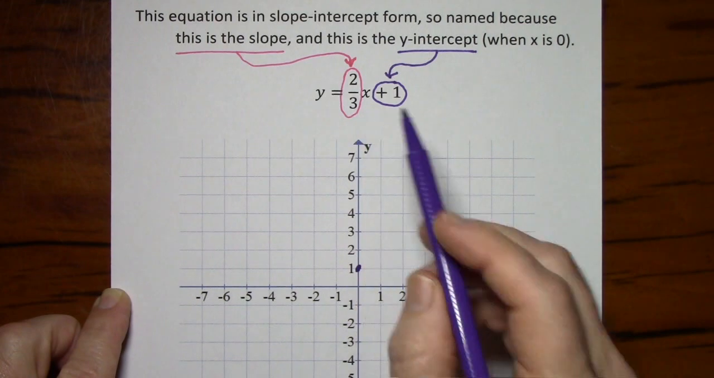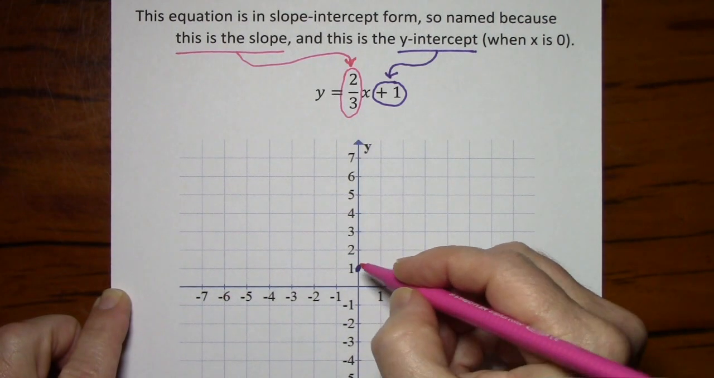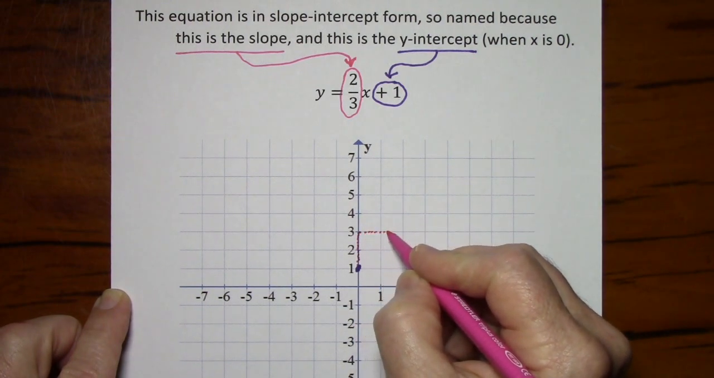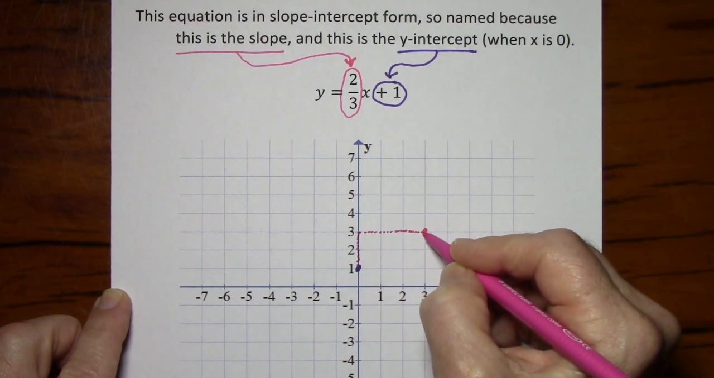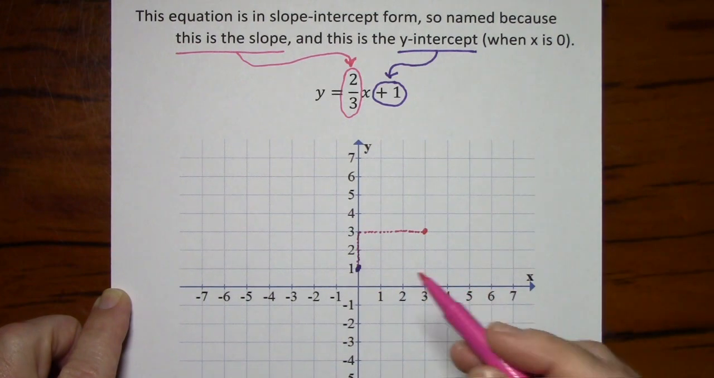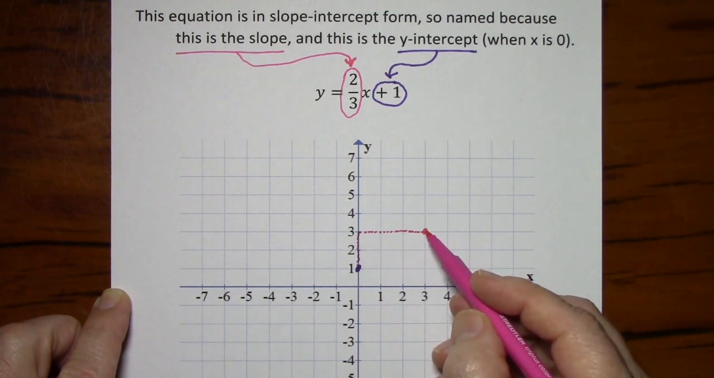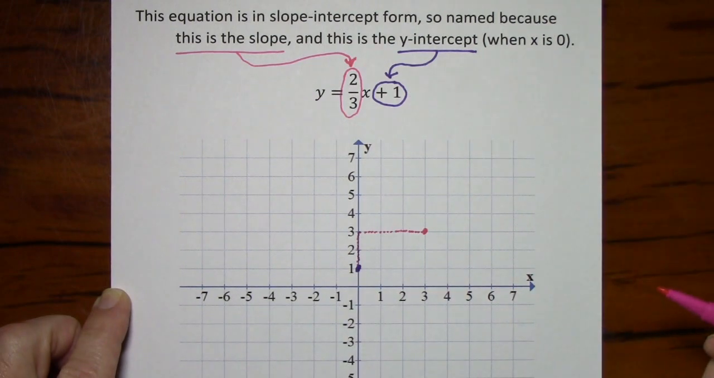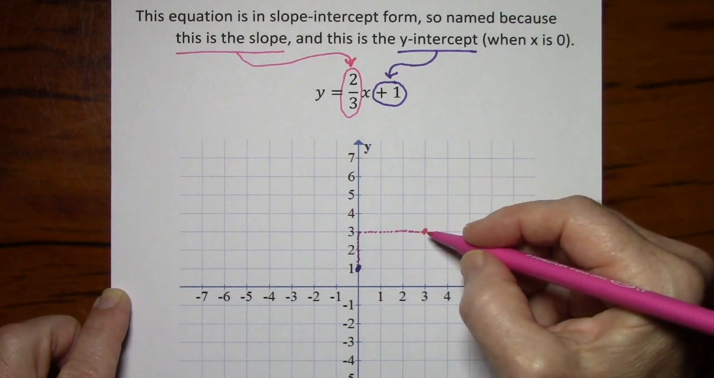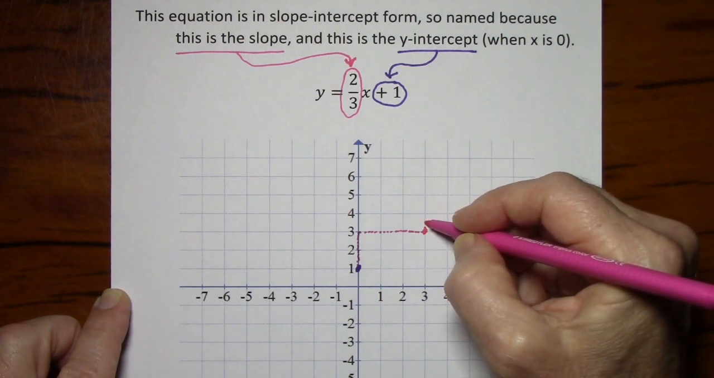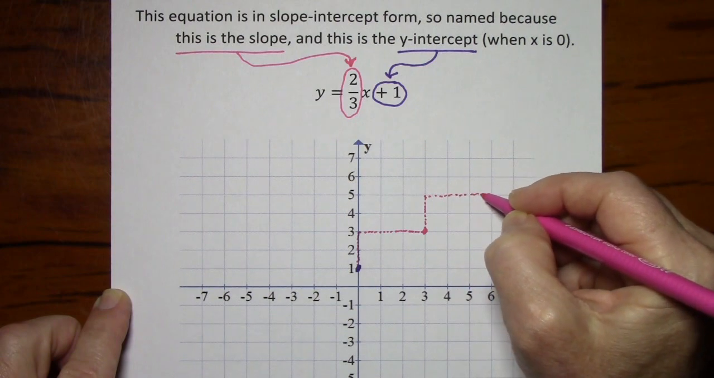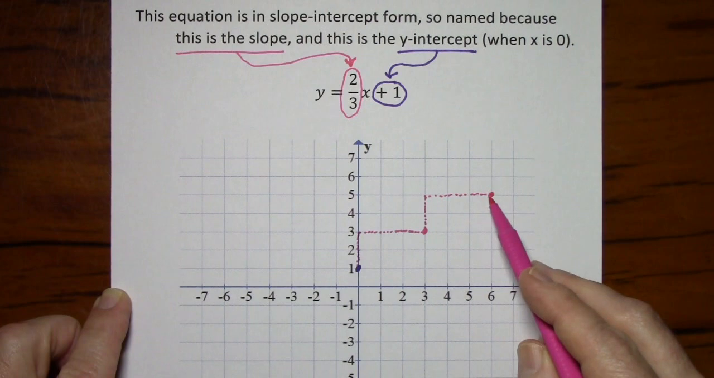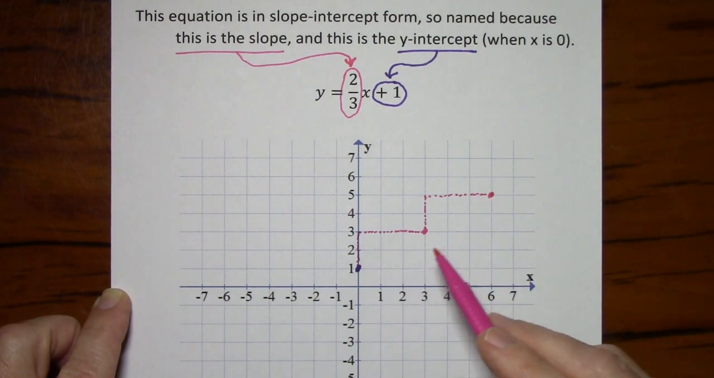Since I know the slope, I can go up 2 over 3 and put a dot. I have 2 points. I could graph this line and I would have all the solutions to our original equation. I'll just do the slope one more time. Up 2 over 3 and put another dot. So we now have 3 ordered pairs. I don't really have to identify them.